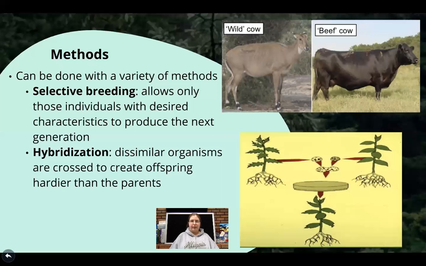A lot of times when people hear about GMOs, which are genetically modified organisms, they always assume that it's done in a lab. But a lot of it actually isn't. It's just done with selective breeding and hybridization.